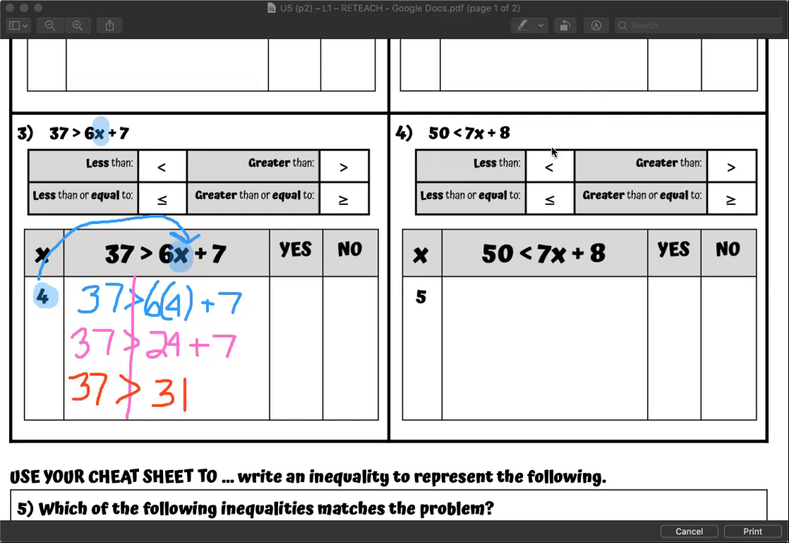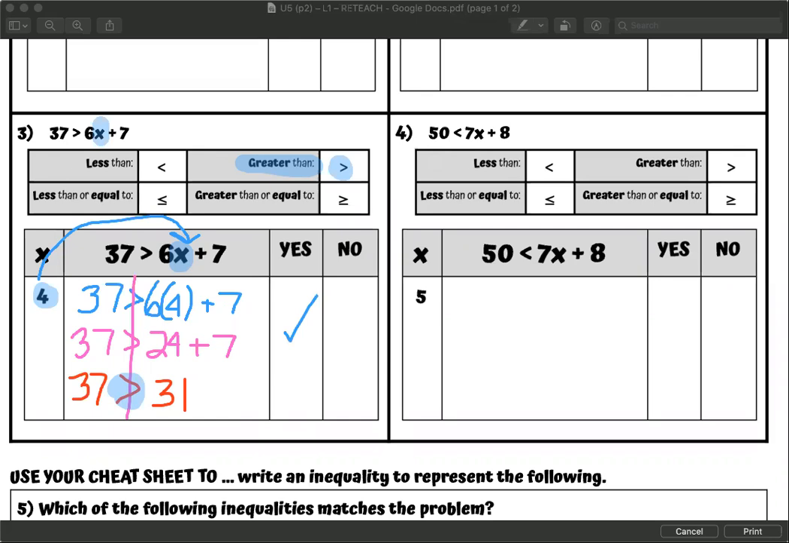Now I'm going to go back and I'm going to highlight my symbol. And I'm going to find where it matches up here. This one is equivalent, which means greater than. So we are asking ourselves, is 37 greater than 31? Yeah, that is a true statement. 37 is bigger than 31.